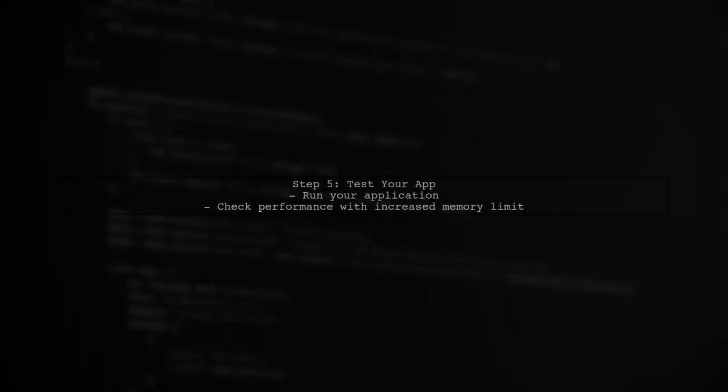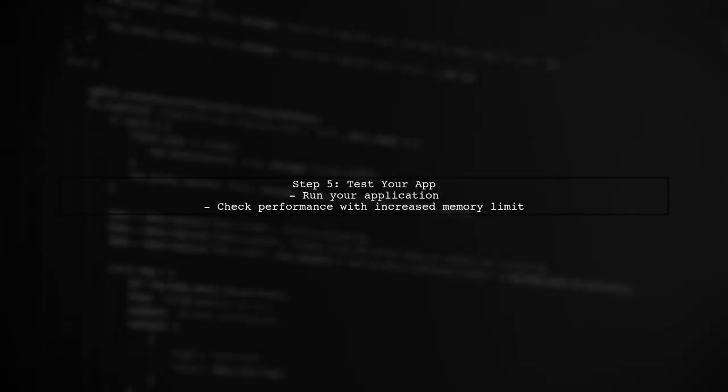After saving your changes to the package.json file, you can now build your application using Electron Builder. The new memory limit will be applied automatically. Finally, test your application to ensure that it runs smoothly with the increased memory limit. You should notice improved performance for memory-intensive tasks.